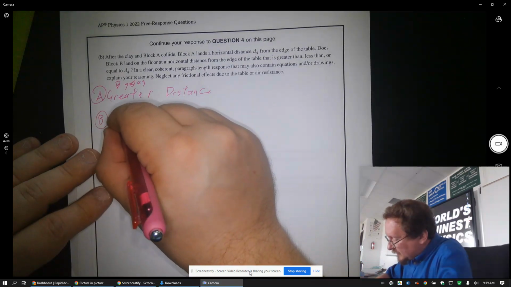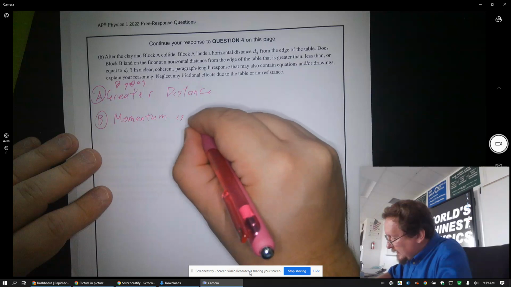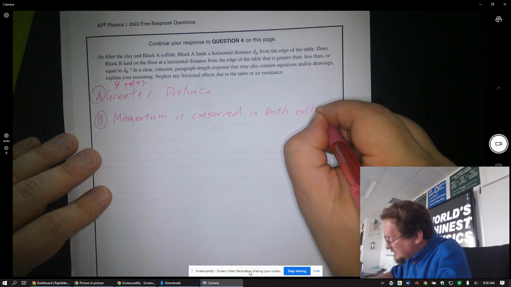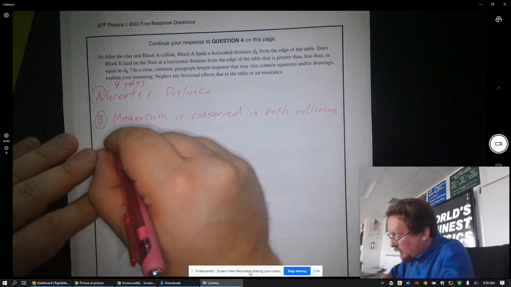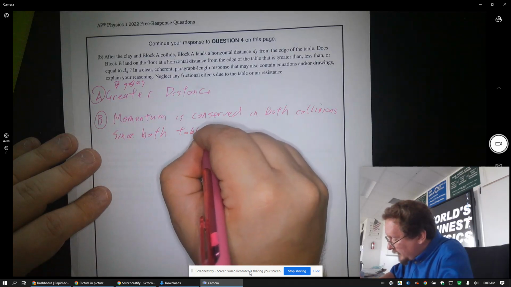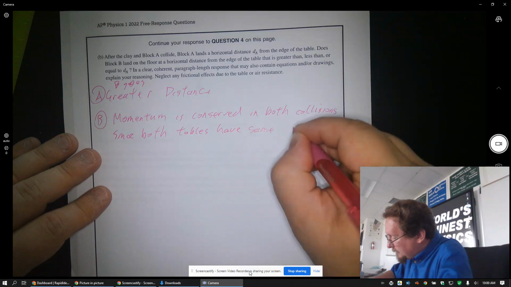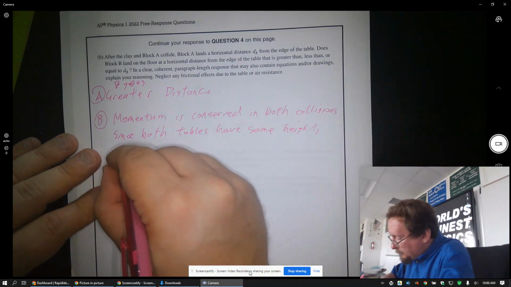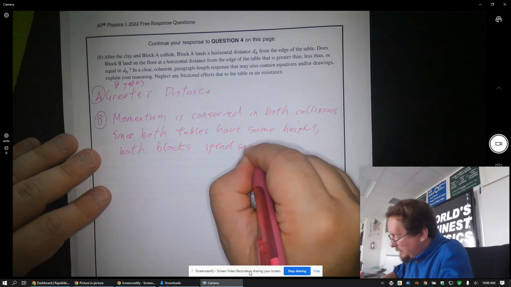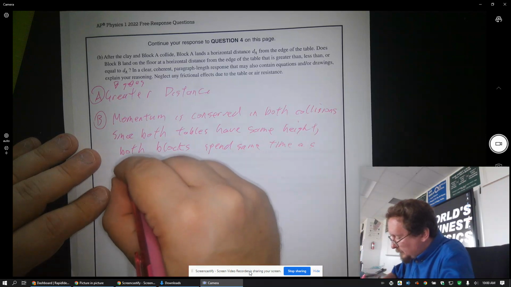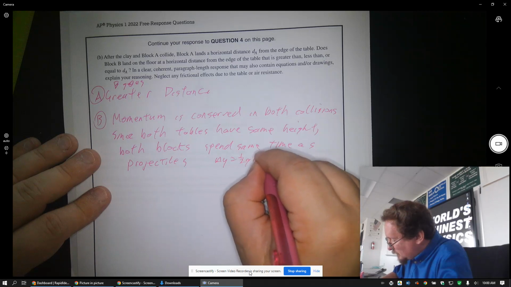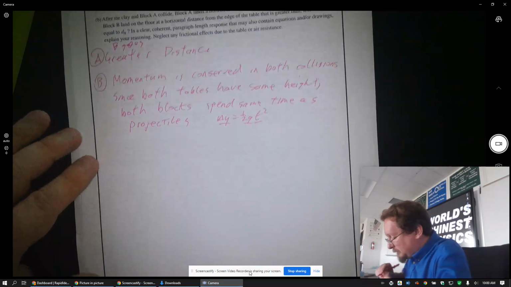How about the fact that momentum is conserved in both collisions? That's some basic physics. That's always going to be true. Momentum is conserved. Also, since both tables have the same height, both blocks spend the same time as projectiles, right? That's delta height equals 1/2 g t squared. Same. Okay, so that's some basic physics.